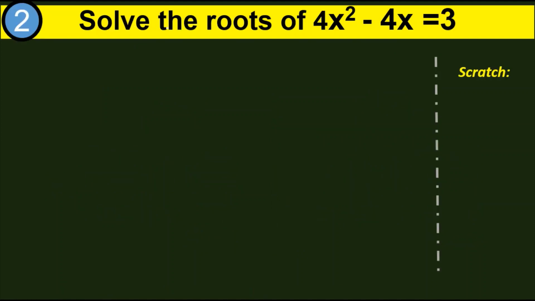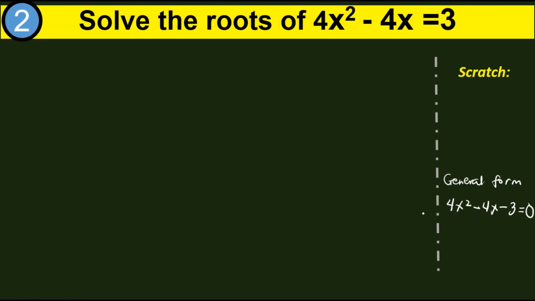Example number 2. Solve the roots of 4x squared minus 4x equals 3. Let us observe if the given equation is already in general form. Okay, so as you observe, hindi pa siya naka-general form. So the general form of this equation, kailangan lahat ng terms natin ay ilagay sa isang side ng equation. And obviously, pwede natin ilipat yung 3 dun sa kabila. So magiging 4x squared minus 4x and then minus 3 equals 0.